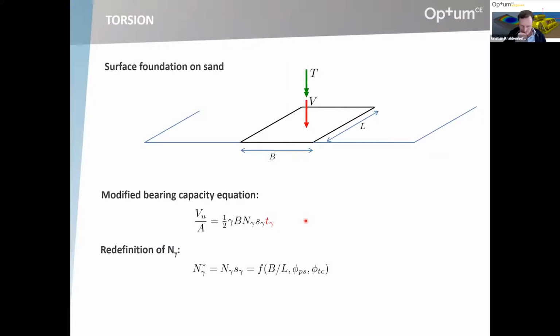And I'm going to do one more modification to the N_gamma. So this is the plane strain N_gamma, you could say, and then we multiply on the shape factor to get the N_gamma for a general foundation. But there is the thing with the friction angles as well. So I'm going to refer to a new N_gamma, I call it N_gamma star, which would be a function of B on L, and also of the plane strain and triaxial compression friction angles that go with this model that we call the FASD model.